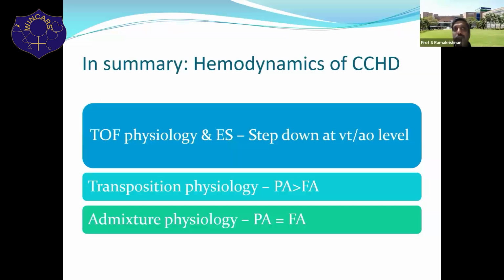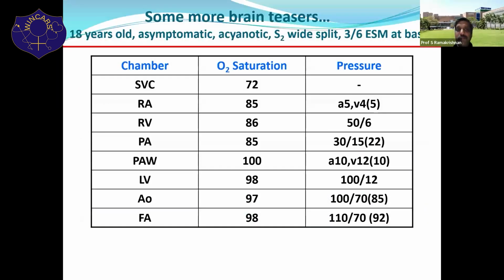So it's a very important conceptual understanding that all of you should have. The moment you see an oxygen desaturation, one of the three has to be there. There has to be a step down physiology, either tetralogy or Eisenmenger, or a transposition physiology, or an admixture physiology at work. So this is how you should approach any cyanotic condition that is thrown at you. So we'll see with some examples. Not only cyanotic, but everywhere, these are the kind of traces that are thrown at you.